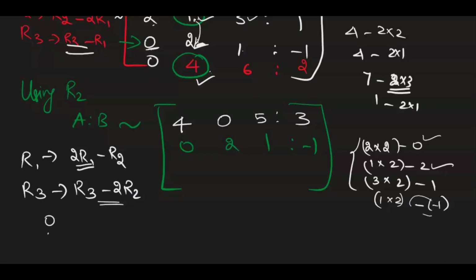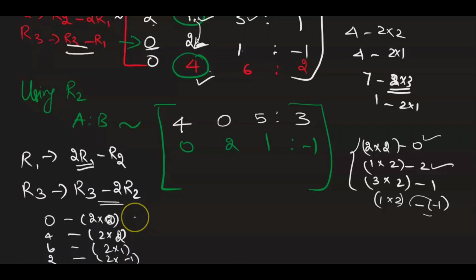So first write down the values of R3. So 0 minus 2 into 2, and 4 minus 2 into 1, and then 6 minus 2 into 4, 2 minus 2 into 2, 6 minus 2 into 1, and 2 minus 2 into minus 1. Just check whether we have written the values correctly.